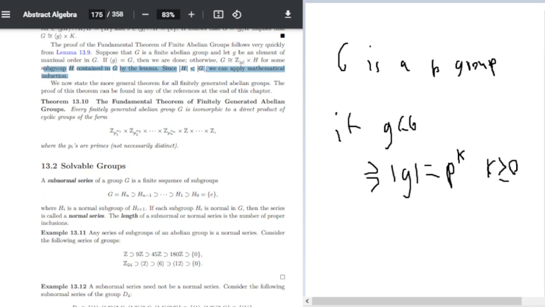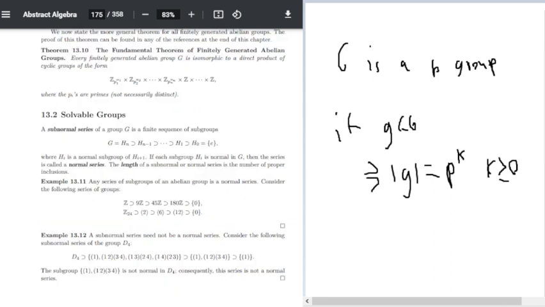We can now state the more general theorem for all finitely generated groups. The proof of this theorem can be found in any of the references at the end of the chapter, and is just a simple extension of what we've done. The fundamental theorem of finitely generated abelian groups is as follows. Every finitely generated abelian group G is isomorphic to a direct product of cyclic groups of the form Z sub p1 to the a1 times Z sub p2 to the a2, all the way to times Z sub pk to the ak, times a certain finite number of Z's multiplied with each other, where the pi's are primes, which are not necessarily distinct.